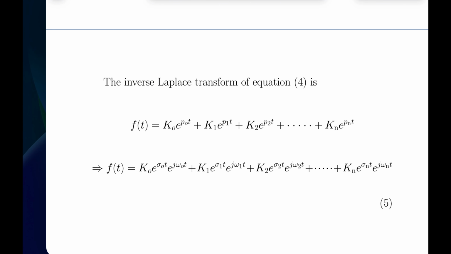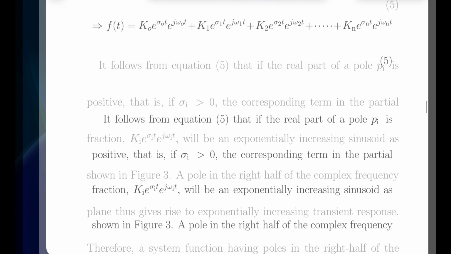If you put the value of pi in this expression, we get f(t) equal to k0 exponential sigma0 t into exponential j omega0 t plus k1 exponential sigma1 t into exponential j omega1 t plus k2 exponential sigma2 t into exponential j omega2 t plus dot dot dot kn exponential sigma n t into exponential j omega n t. This is our equation 5.